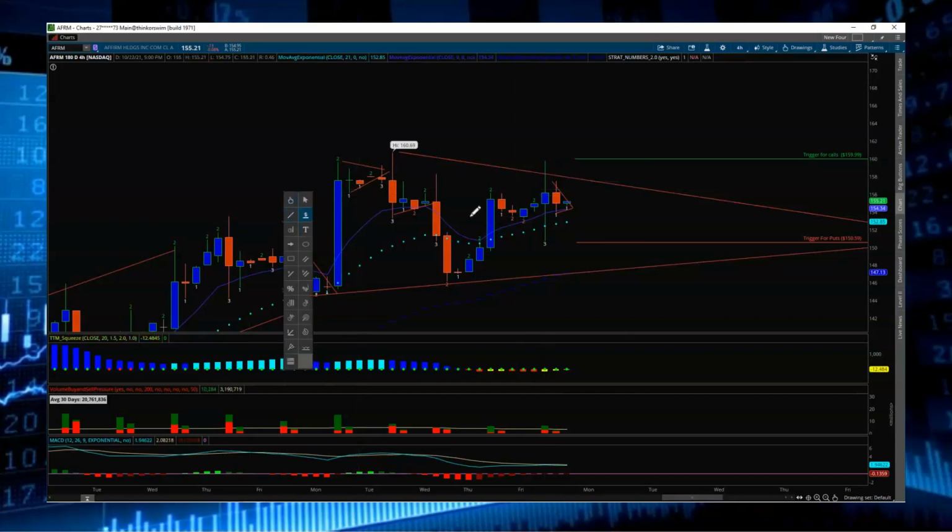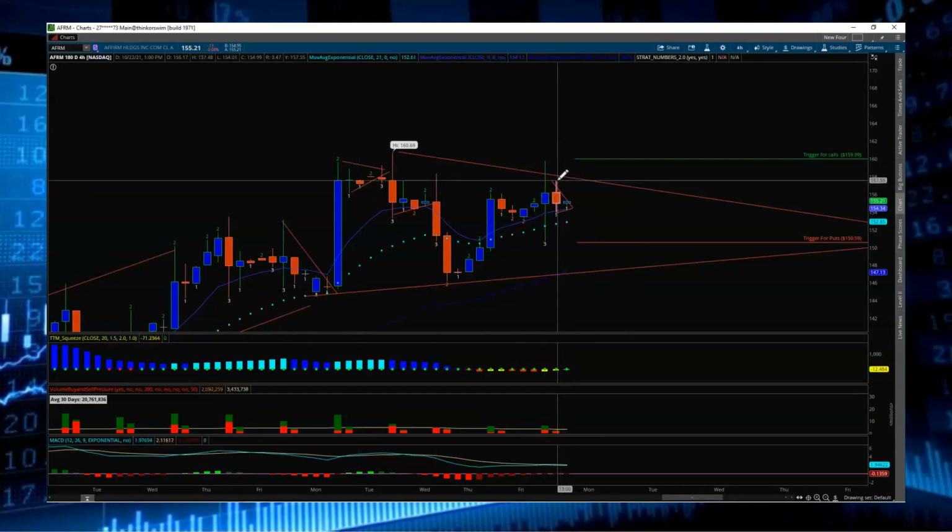Here's your entry on the 4-hour, your earlier entry right here. This would be your trigger for calls, and this would be your trigger for puts on the 4-hour.